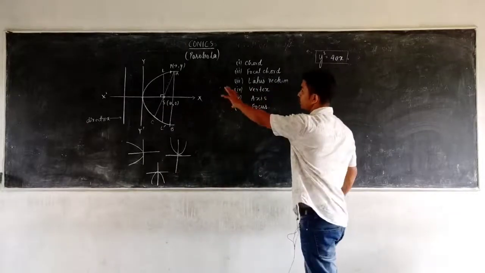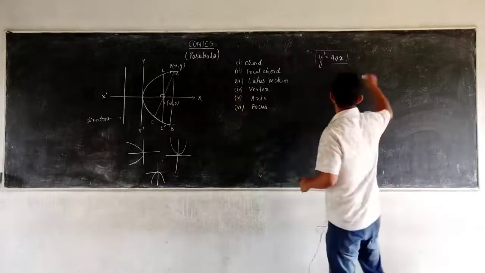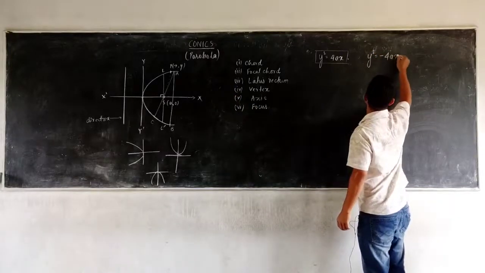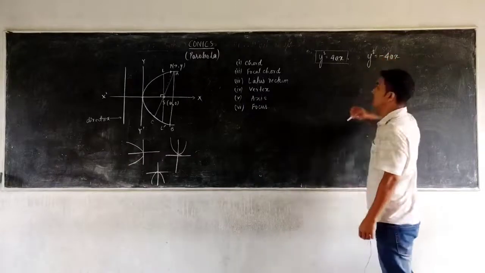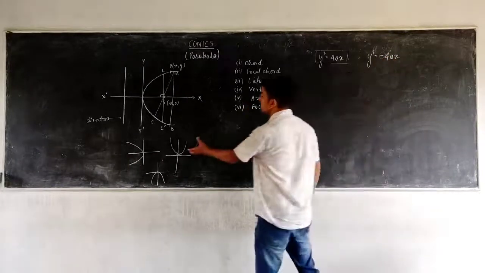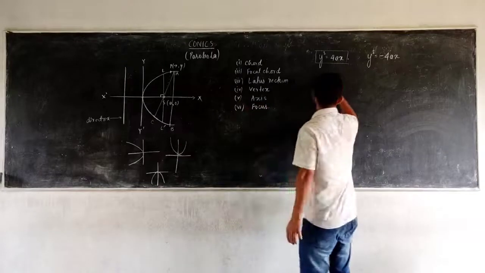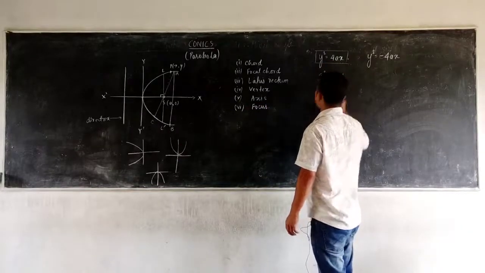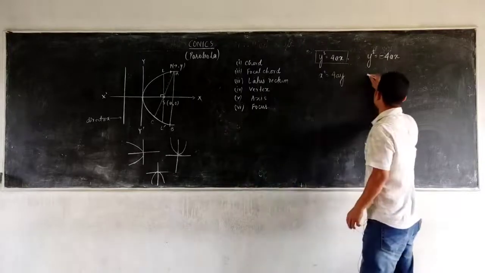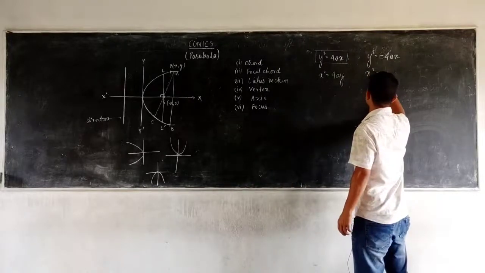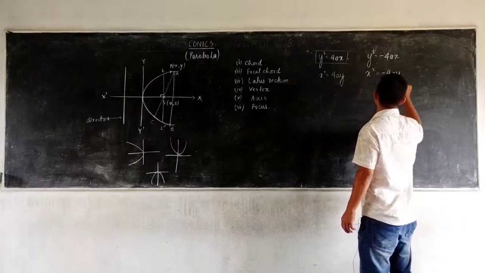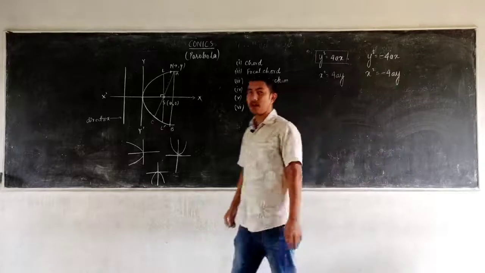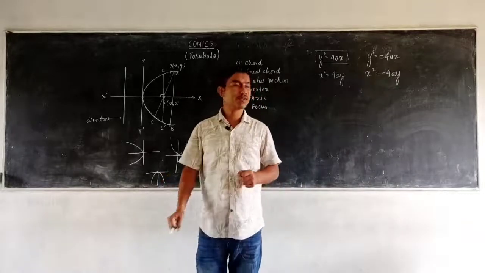Like in case of the parabola on the negative x-axis, the equation will be y square is equals to minus 4ax. Simply a minus. Now if the parabola is on the positive y-axis, then the equation takes the form x square is equals to 4ay. And if it is a downward parabola, then it is x square is equals to minus 4ay. Very simple. So these are the four kinds of parabola, facing towards the four different axes in a given coordinate system.